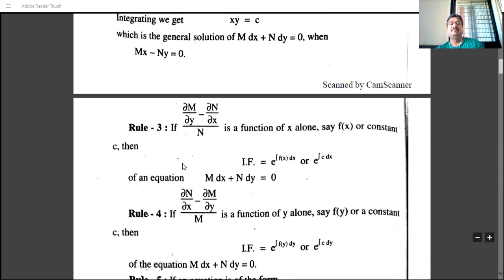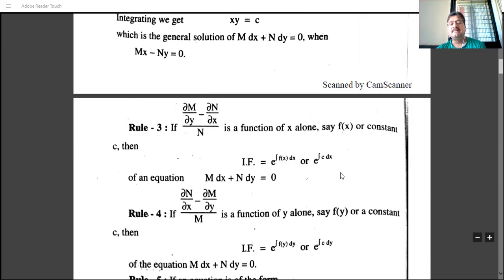Then the third rule: if (∂M/∂y - ∂N/∂x) divided by N is a function of x alone, that is, the value of this quantity is free from y, it is not a function of x and y, it is purely a function of x. There is no y in this quantity. Say it is equal to f(x), or a constant. Then the integrating factor is e raised to the integral of f(x) dx, or e raised to the integral of c dx.